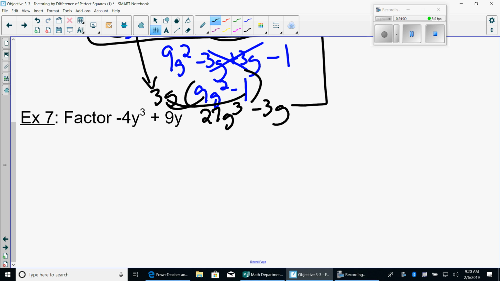I don't want to make this a negative. I'm just going to make it a positive because I want to point out something. So we're just going to make this 4y cubed plus 9y.